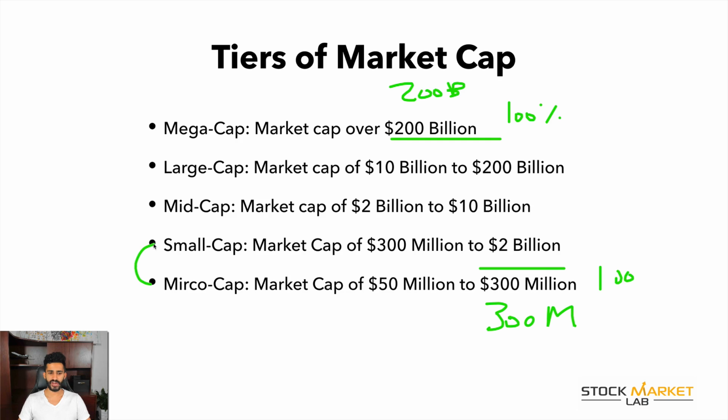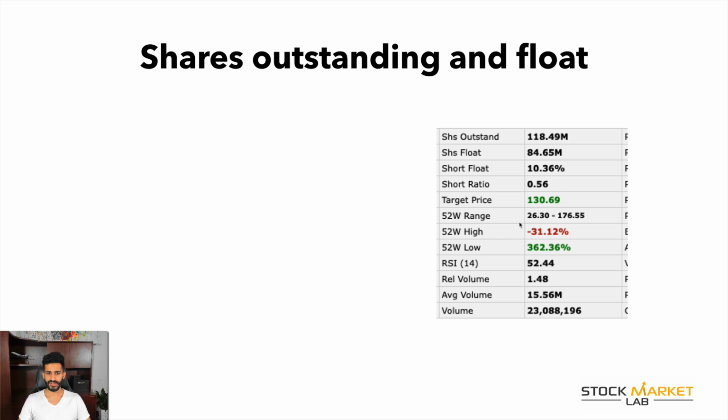Easier for these type of stocks to go up 100, 200%. For these, very, very, very difficult. Not saying it's not possible, but the probability is very, very low. So understanding what you're trading, understanding what type of stocks you want to trade is extremely important moving forward. Now let's go over the next concept.